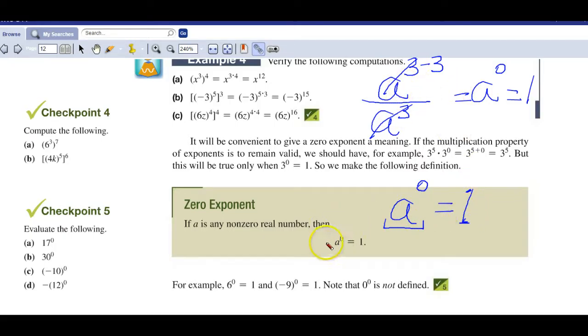Now it gets a little tricky if you have a negative sign in front here. If I put a negative sign in there, again, what's my base? Only the a. So this would then be a negative 1. So they get a little tricky. But remember, any base to the 0 power is 1. But if the negative is not included in the base, then it would become a negative 1.